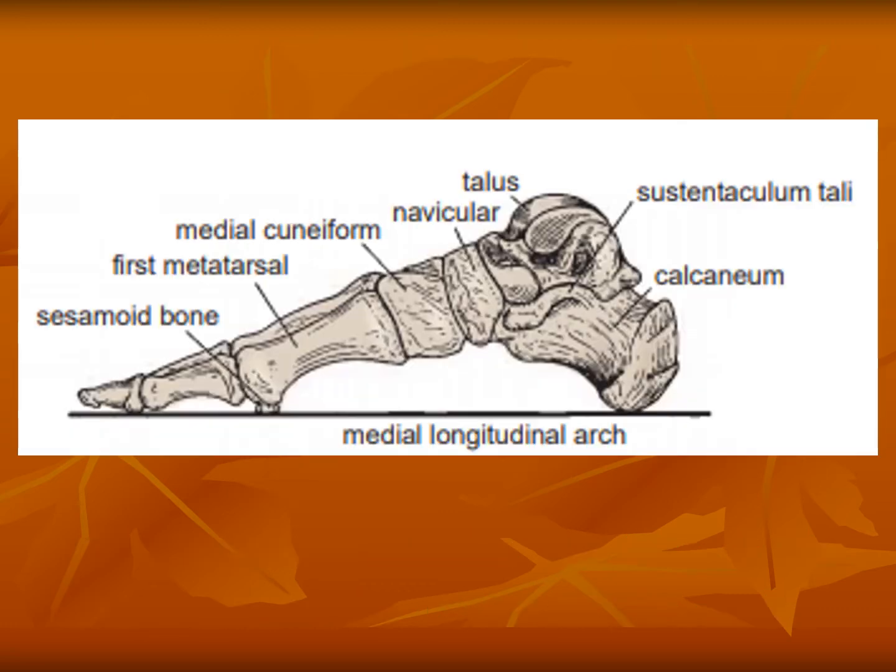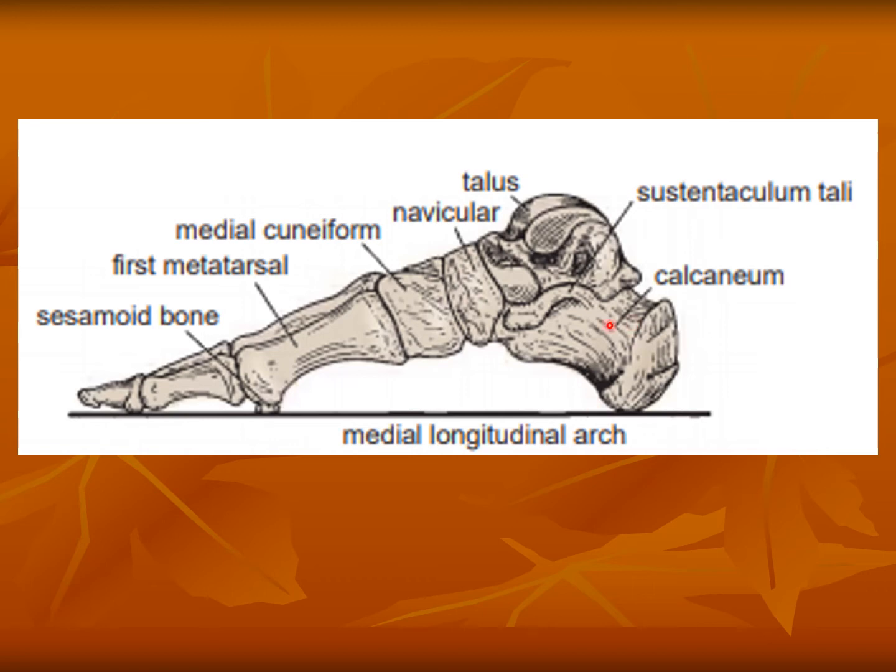So here we can see the sustentaculum tali, which is holding the talus, then the navicular bone connecting the talus, and the navicular bone is connecting on the anterior aspect with the medial cuneiform and medial cuneiform with the metatarsal. So if we can see here, this is the medial longitudinal arch. So the shape and arrangement and joint formation of these bones form this arch, which is known as the medial longitudinal arch.